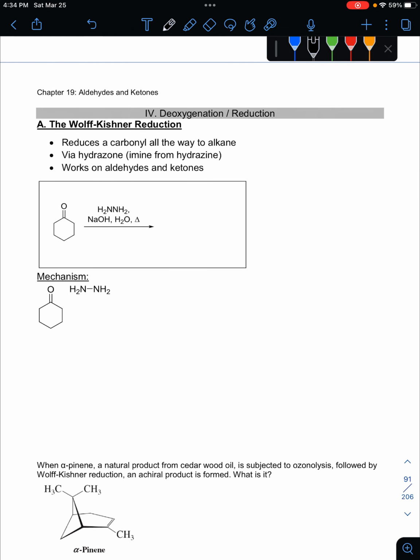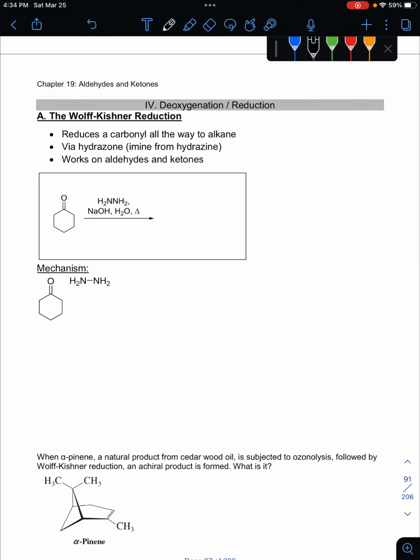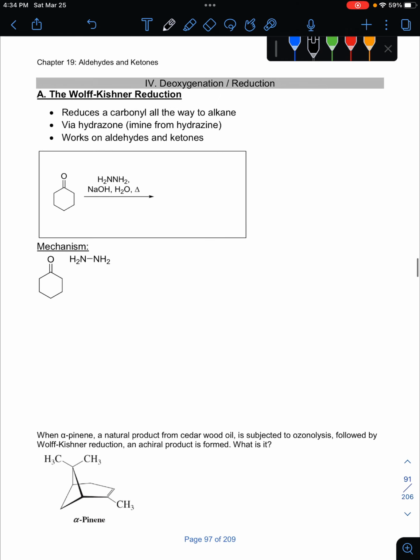Now, one of the last types of reactions we want to talk about for aldehydes and ketones is the Wolff-Kishner reduction. This is a very useful reaction because, unlike many other reactions we've talked about, you actually get to remove a functional group. Most of the time that's not very useful, because the functional group is where you can do chemistry, so often you don't want to remove it, but sometimes you just need an alkane. So this is a useful thing to have in your toolbox as a synthetic chemist.